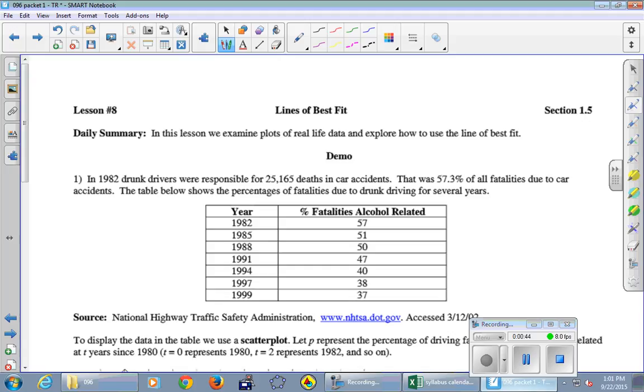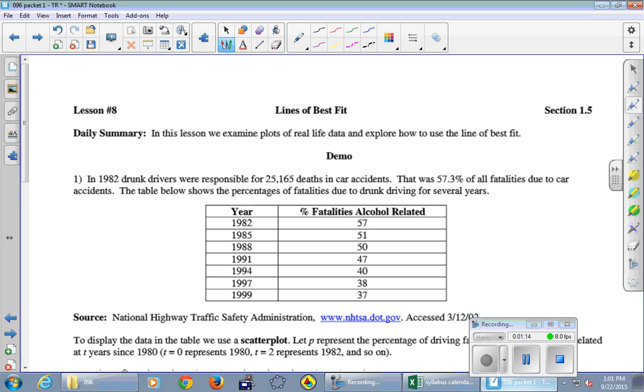Here is a table showing the percentages of fatalities due to drunk driving for several years, starting in 1982, ending in 1999. Percent fatalities, alcohol related: 57%, 51%, 50, 47, 40, 38, and 37. What do you notice about those numbers in the right-hand column? They decline, right? We can say that just looking at the numbers. They are decreasing, but it's really kind of hard to say anything else just by looking at a table of values. It turns out you get a lot more information visually if you plot these points.